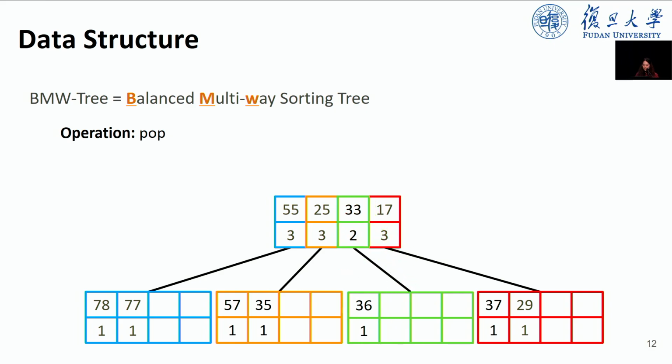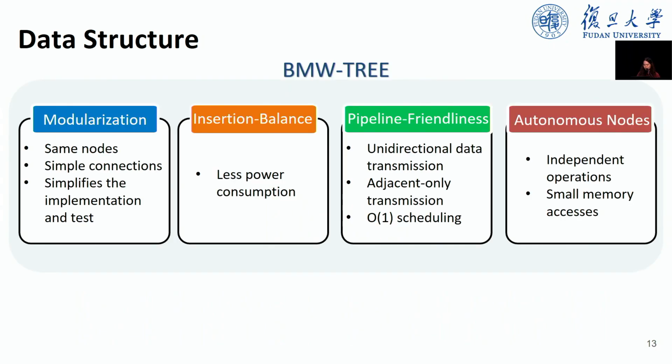The heap property is satisfied and the pop operation finishes. BMW tree has the following properties. First, it's modularized. Modularization simplifies the implementation and test. Secondly, it has insertion balance, which means each insertion can make the tree more balanced. The balanced structure makes BMW tree consume less power.